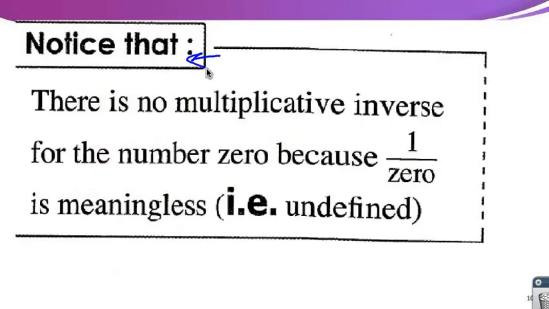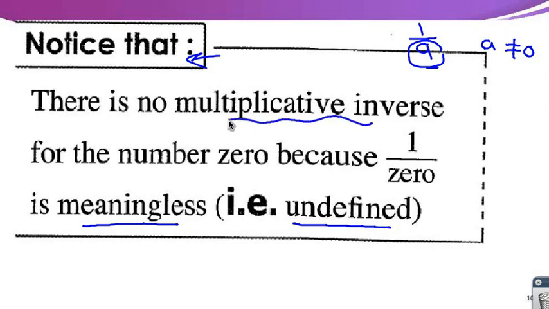We have a note: there is no multiplicative inverse for the number 0 because 1 over 0 is meaningless and undefined. So if we have 1 over a, a is not equal to 0, because if a is 0, it is meaningless or undefined. So there is no multiplicative inverse for the number 0, because 1 over 0 is meaningless.